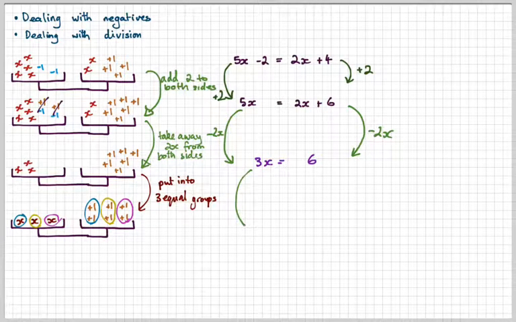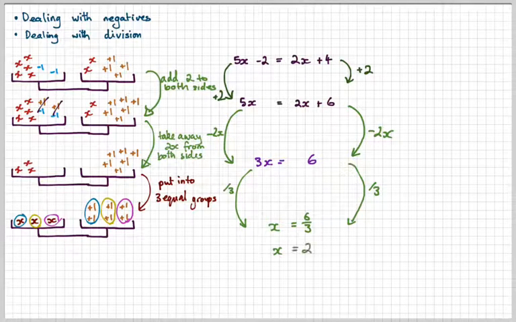Putting it into 3 equal groups using a mathematical operation is the same as dividing by 3. So we can divide by 3 on both sides. When we divide by 3 on both sides, well, 3x divided by 3 is just x. And 6 divided by 3, well, that's 6 over 3, which is the same as 2. So we have 1x, and x is the same as 2. So this is how to deal with negative numbers, and how to deal with division using the scales.